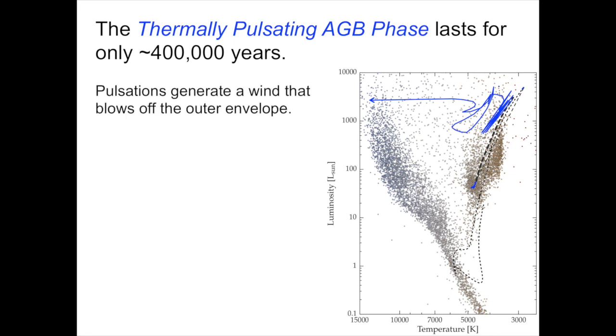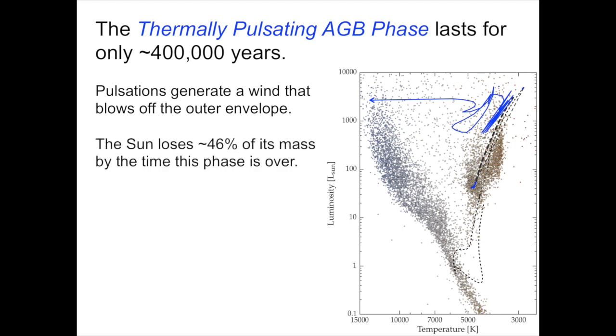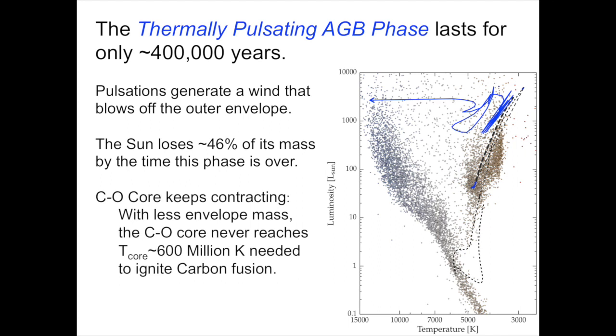These pulsations cause the outer edges of the envelope to begin boiling off of the star in the form of a wind that slowly but surely erodes and blows off the outer envelope. When the Sun reaches the thermally pulsating asymptotic giant branch phase, it's going to lose about 46% of its mass by the time that this 400,000-year pulsation phase has ended. Meanwhile, while the envelope is slowly but surely being blown off by these winds over 400,000 years, the carbon-oxygen core keeps on contracting, collapsing under its own weight.